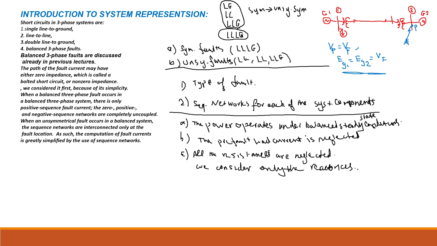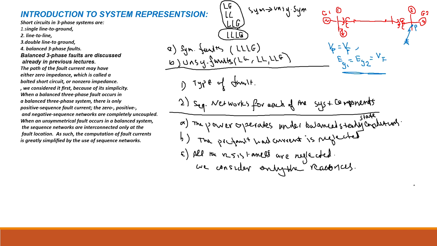The resistances of the transformers, transmission lines, and synchronous machines are negligible. We consider in the system only the reactances of the transformers, the reactances of the transmission lines, and the reactances of the synchronous machines. Note that we discuss in these lectures that the short circuits take place particularly in the primary and secondary transmission systems. This is important: the short circuits that we are going to discuss take place in the primary and secondary transmission system.